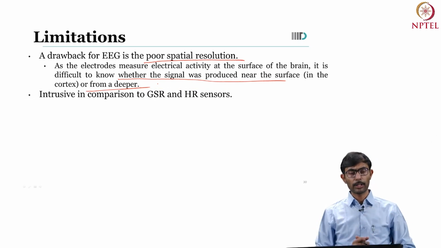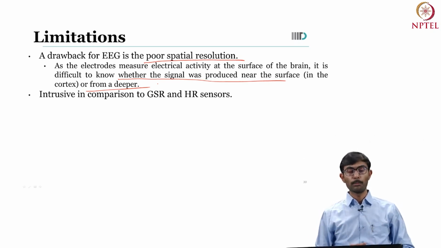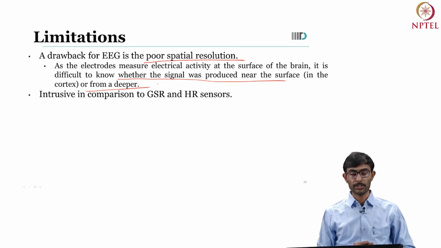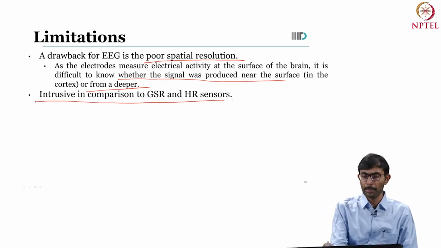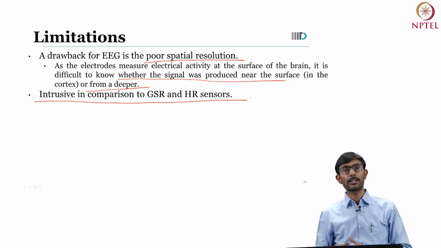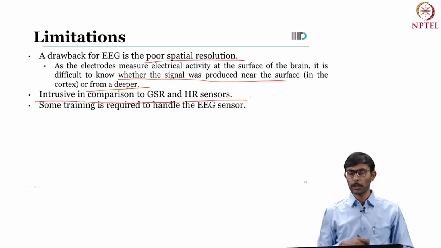Nevertheless, while there is availability of portable, mobile, wireless devices such as Emotiv EPOC, and there are others in the market, it's a bit intrusive in comparison to the GSR and the heart rate sensors that we saw earlier. Nevertheless, it provides an excellent time resolution. It's a very effective sensor.